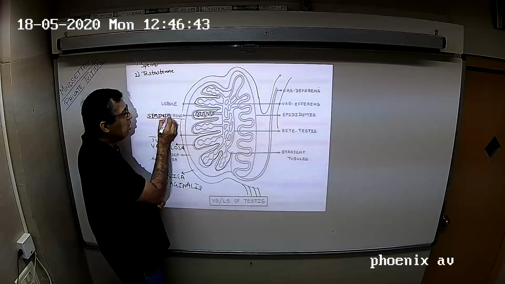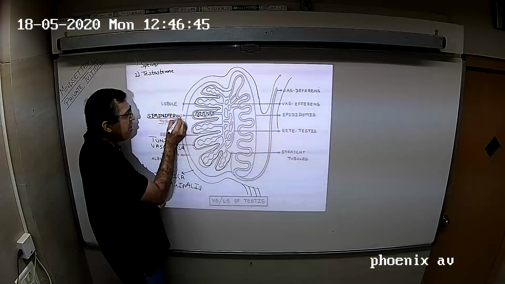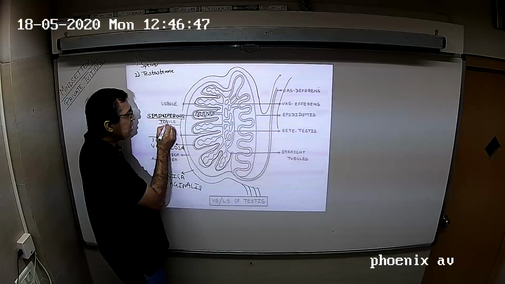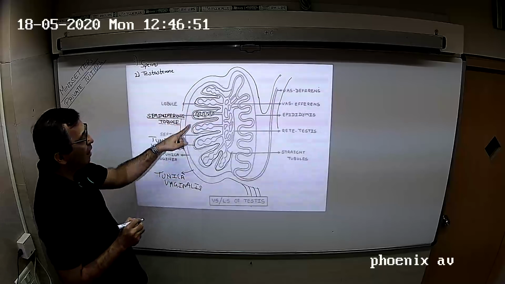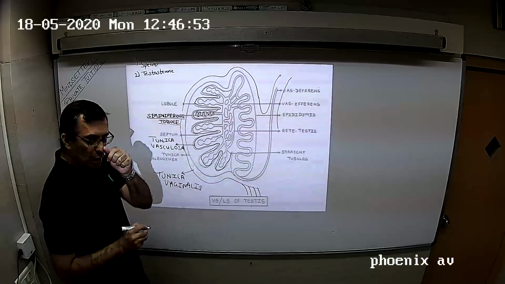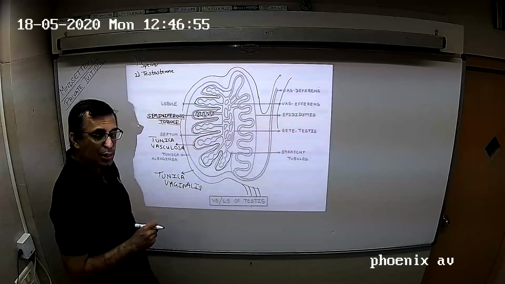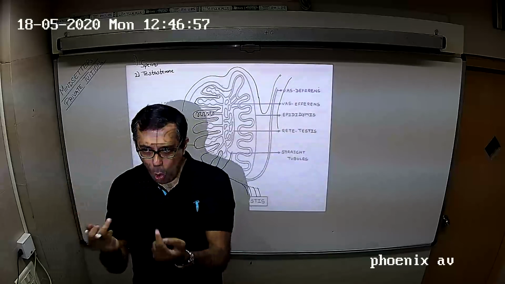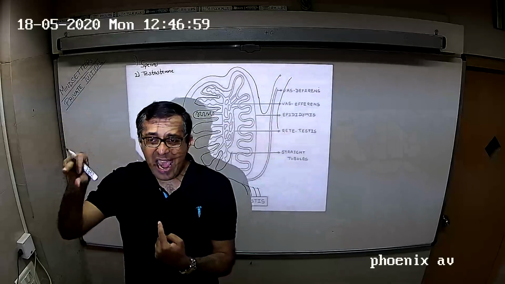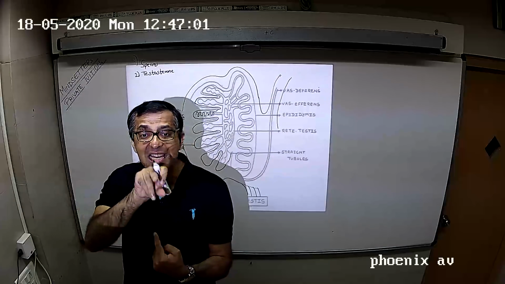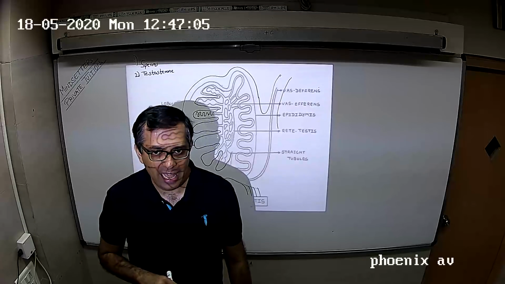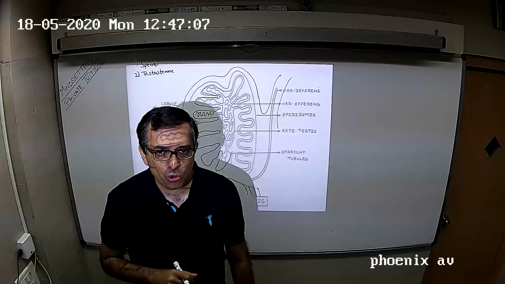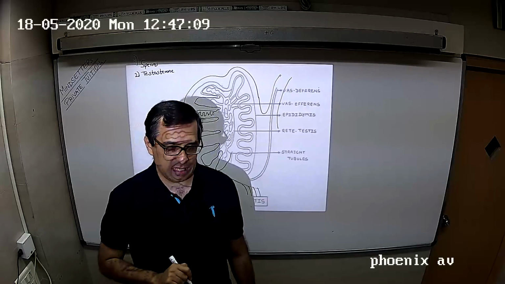Seminiferous tubules line all along in the lobules. So we have seminiferous tubules. Inside one lobule there are one, two, three, four seminiferous tubules. 4 seminiferous tubules in one testis.